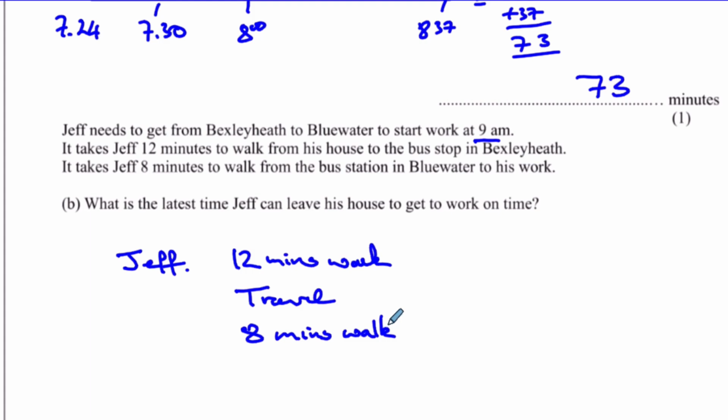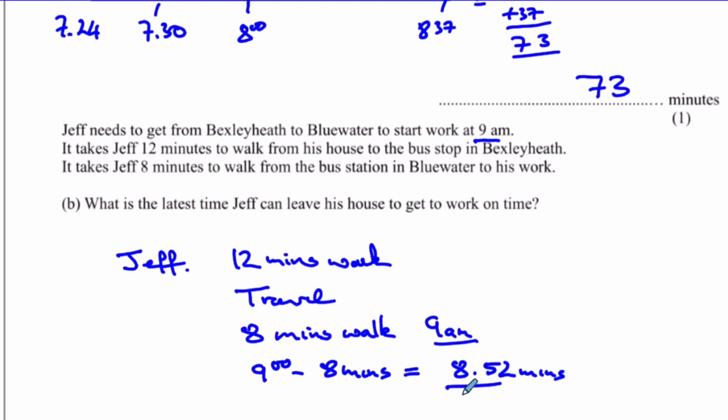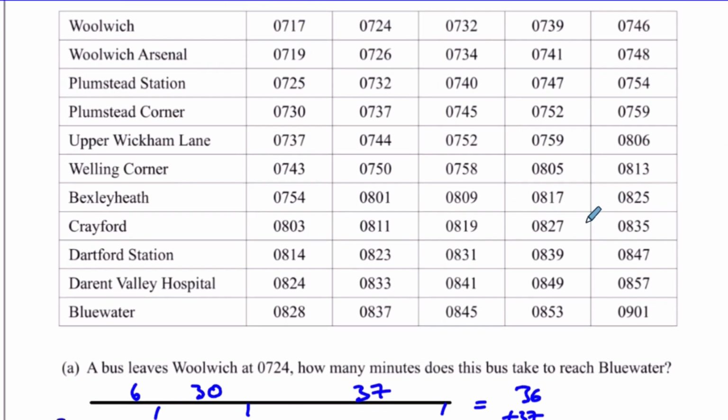So we know he has a 12-minute walk from his house, then he travels by train, then he has an 8-minute walk to work and he has to be at work before 9 a.m. So 9 o'clock, take away 8 minutes is 8:52. So he has to arrive before 8:52. If we look at the timetable, there's a train that arrives at 8:53. That's a minute too late. So he has to arrive on the 8:45 train.